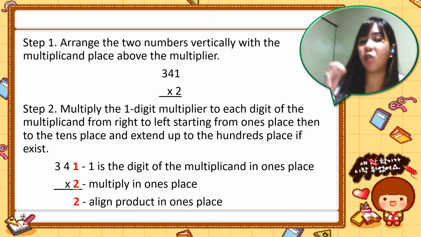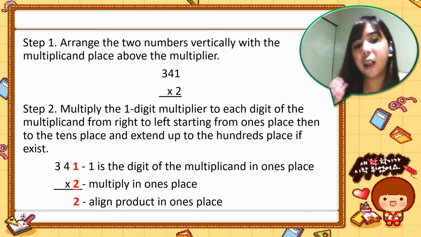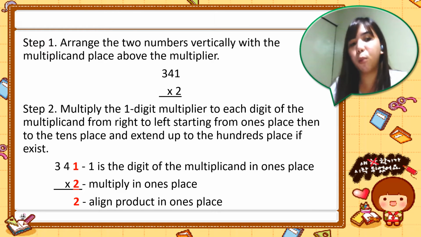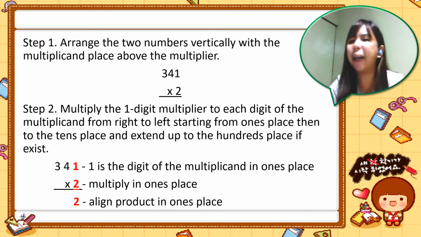So ang 1, amo ni siya ang number nga nakabutang sa ones place. So first, i-multiply mo si 2 sa iya. So 2 times 1 is equal to 2. That is why 2 ang nakasulat sa dalom. Do you understand? So i-multiply mo una si 2 kag si 1. Si 3 kag si 4, pabay, idaanay.